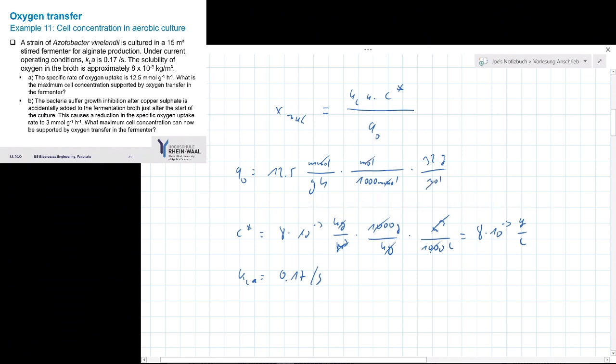Now I am in grams, and I need to convert the hours into seconds. So 1 hour is 3600 seconds. Check, check. And this is already grams. So if I put everything in the pocket calculator, just try it yourself, it's 1.11 times 10 to the minus 4 grams per gram per second.